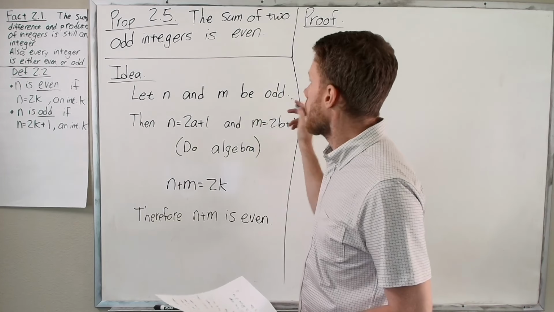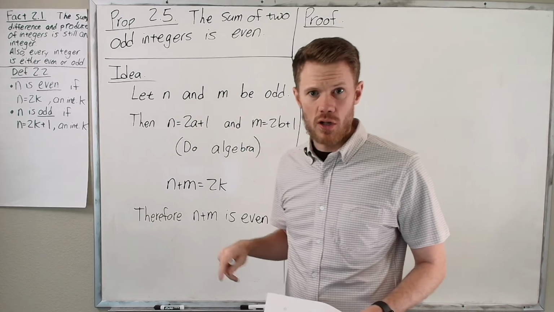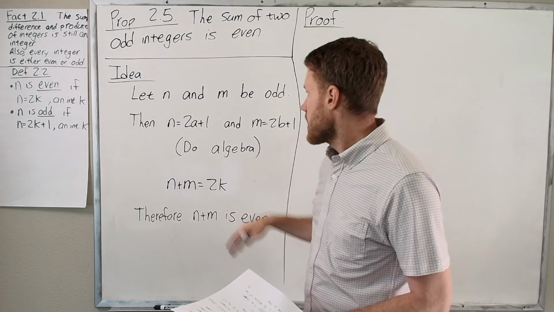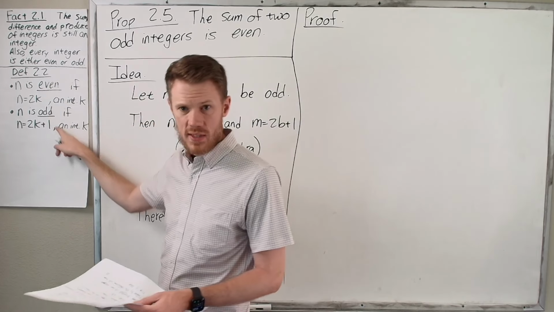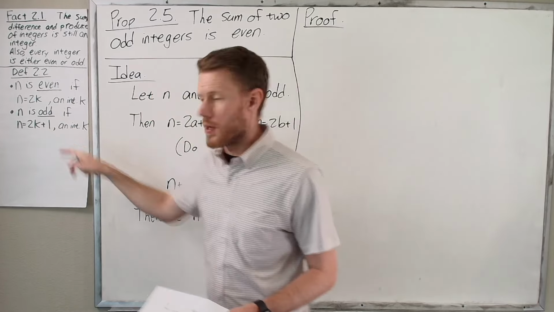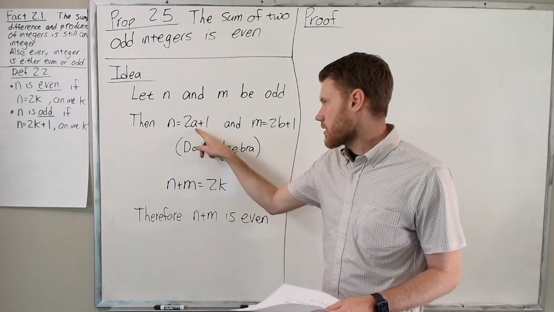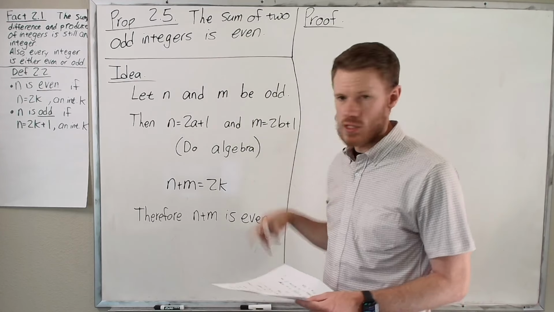Okay, now here's the idea behind it. How do you prove that the sum of two odd integers is even? First of all, you give the odd integers names, call them n and m. Now that they have names, we can apply definition 2.2, the second part of it. To be odd means you're twice an integer plus 1. So for n, I call that integer a. For m, I called it b. So 2a plus 1 and 2b plus 1.